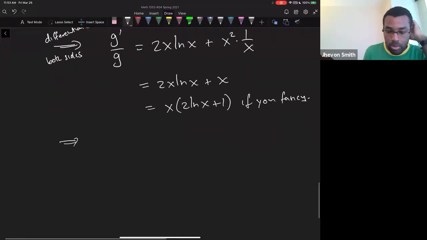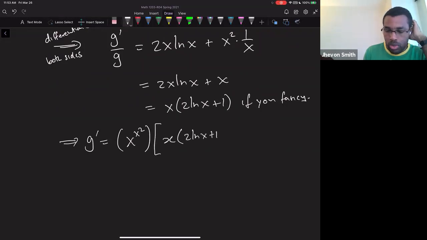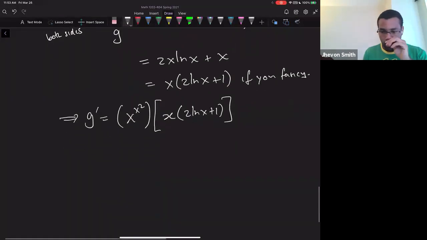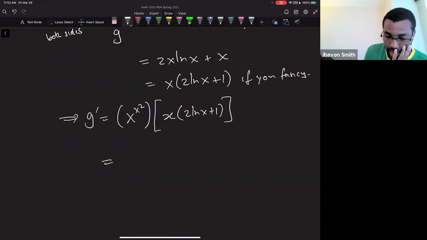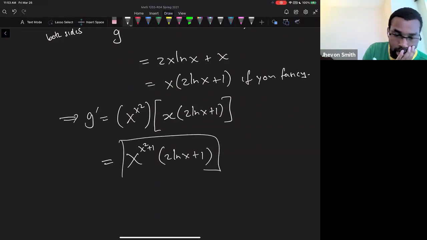And so now my g prime would be, well, my g, which is x to the x squared, times all of that, x times 2 ln x plus 1. I can clean this up a little bit. X to the x squared times x, that's just x to the x squared plus 1, times 2 ln x plus 1. That's not our final answer.